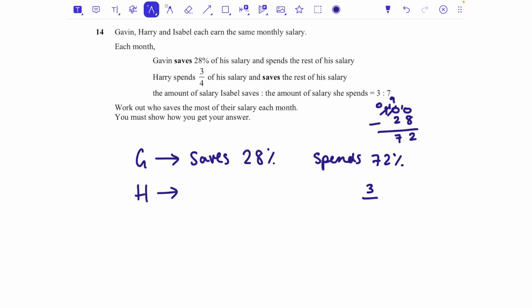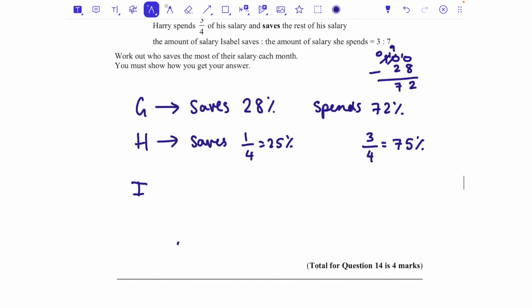Now, 3/4 is the same as 75%. So he saves 1/4, which is 25%. For Isabel, the amount she saves to the amount she spends is 3 to 7. Now I want to take the ratio 3 to 7 and I want to turn it into a percentage. We know percentage is out of 100. So I'm going to take 100% and I'm going to share it in the ratio 3 to 7. Now I like to do these little lines for ratio.